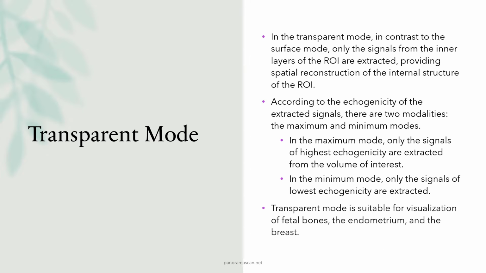Transparent mode is particularly useful for imaging fetal bones, the endometrium, and the breast, as it provides clear visibility of structures with varying echogenicity. The ability to visualize both dense and soft tissues makes it a powerful tool for assessing internal anatomy. By adjusting the various rendering modes, including surface rendering, light modes, and transparent rendering, operators can obtain a comprehensive view of both external and internal structures, improving diagnostic accuracy and providing detailed insights into the anatomy.